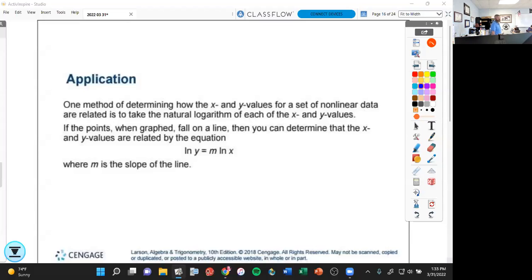5-3. Finishing it up with this one problem. Make sure you have your calculators. We're going to need them.